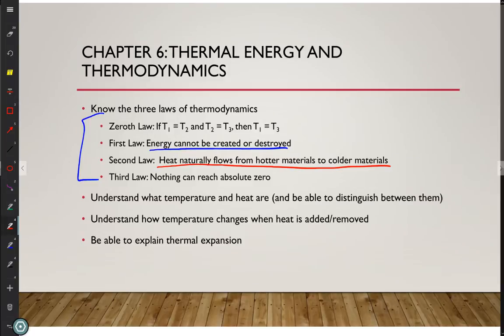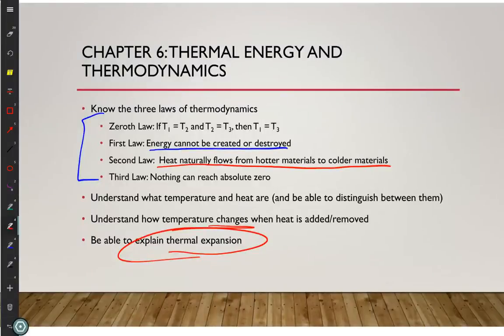Make sure you understand the distinction between temperature and heat. They're not the same thing. Heat is a flow of energy. So when heat flows into something, it gains more energy, and temperature is a measurement proportional to the average kinetic energy. So when heat flows in, the temperature goes up, and that brings us to things like temperature change when heat flows in. Make sure you understand what thermal expansion is, explain how that occurs, and why water is unique.